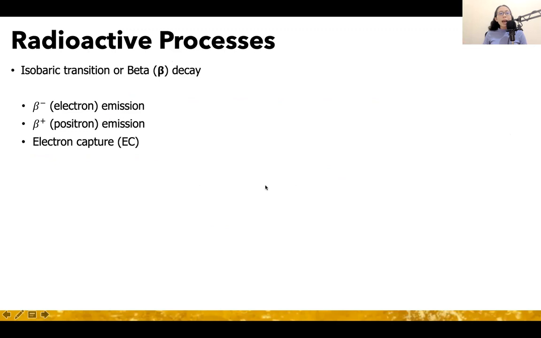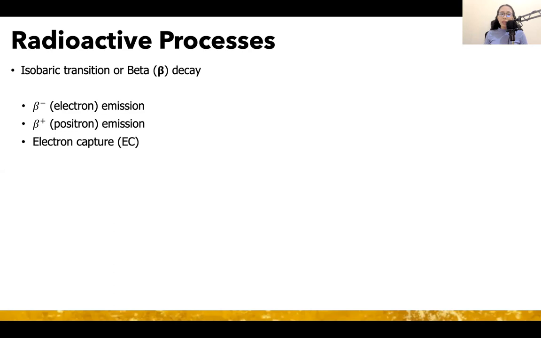Next, we have what we call isobaric transition, or the most common is beta decay. So there are actually three processes under this isobaric transition. So the correct term is isobaric transition. Okay. Now, do you recall what isobars are? From the previous video, your isobars are those atoms with the same mass number.